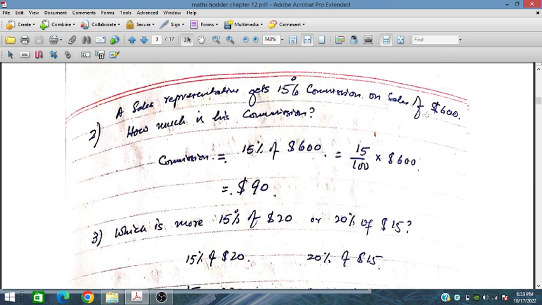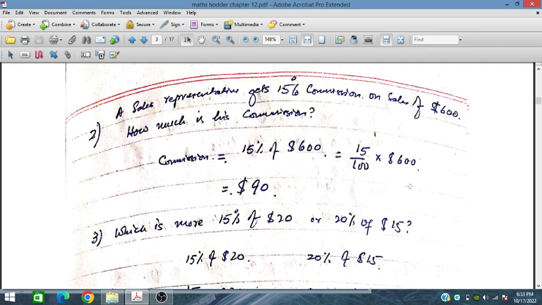Now some word problems. A sales representative gets 15% commission on sales of $600. How much is his commission? That is 15% of the 600, that is 15 divided by 100 into 600 is equal to $90.